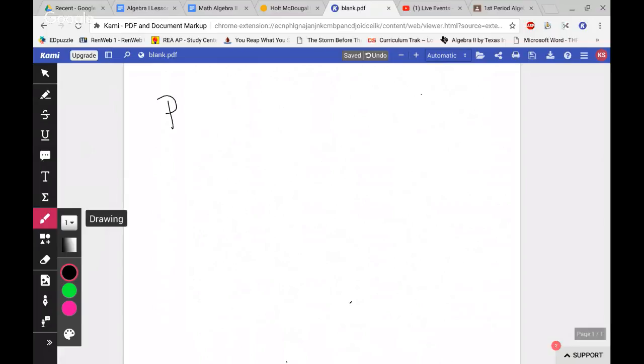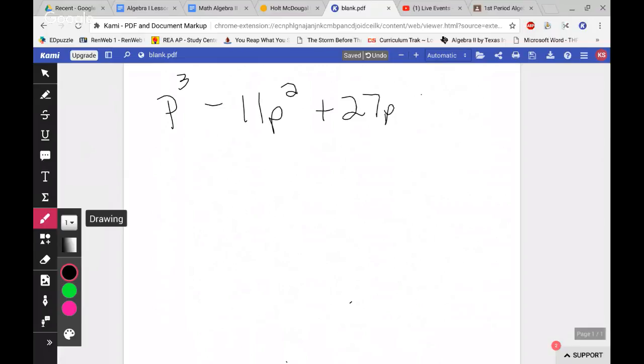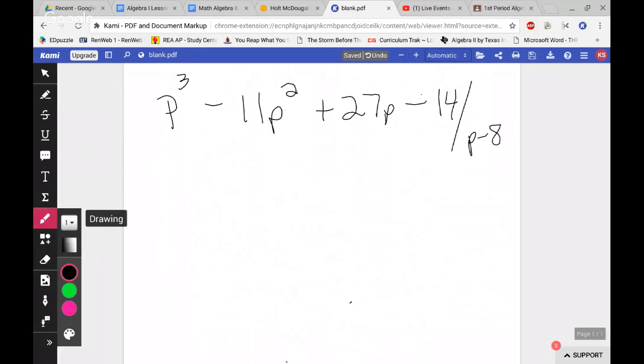All right. P cubed minus 11p squared plus 27p minus 14, divided by p minus 8. So did I write it right? Yes, ma'am. Okay. All right.